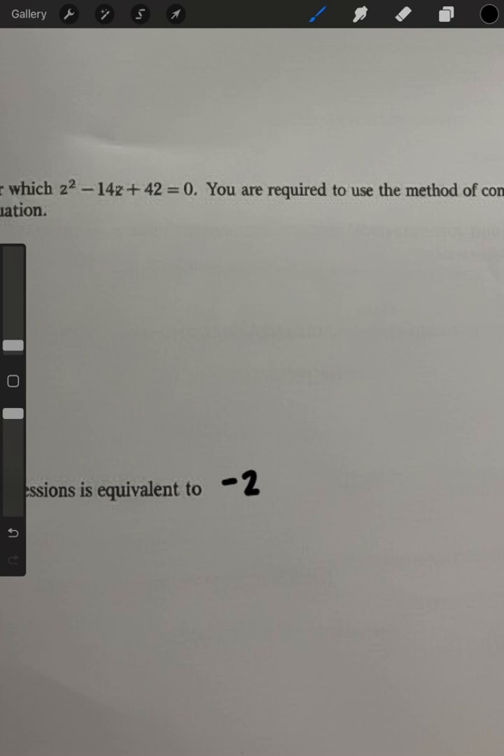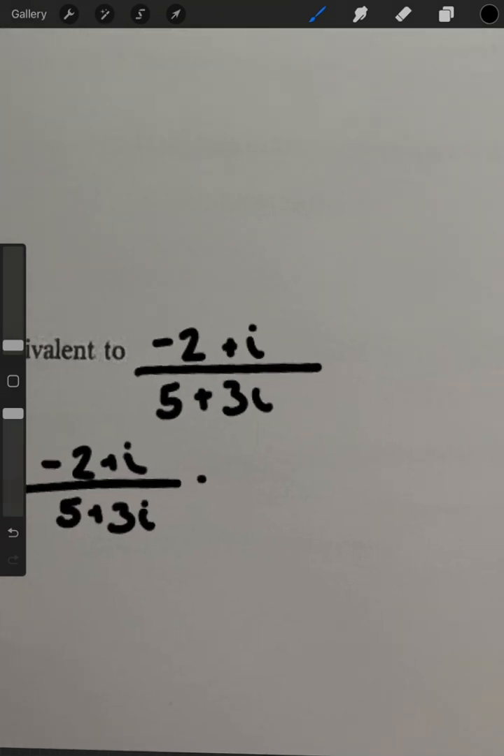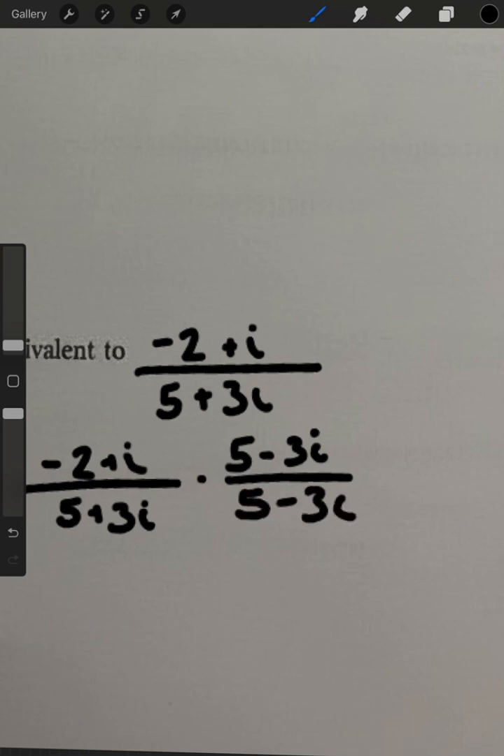So I will be finding which one of these is equivalent to this fraction. So first we're going to identify the conjugate of the denominator. So the denominator is 5 plus 3i. So to simplify a complex fraction, I multiply both the numerator and the denominator by the conjugate of the denominator. So the conjugate of 5 plus 3i is 5 minus 3i.